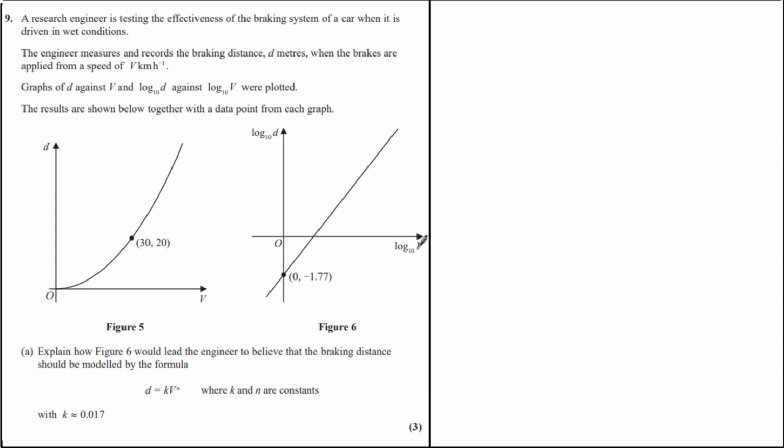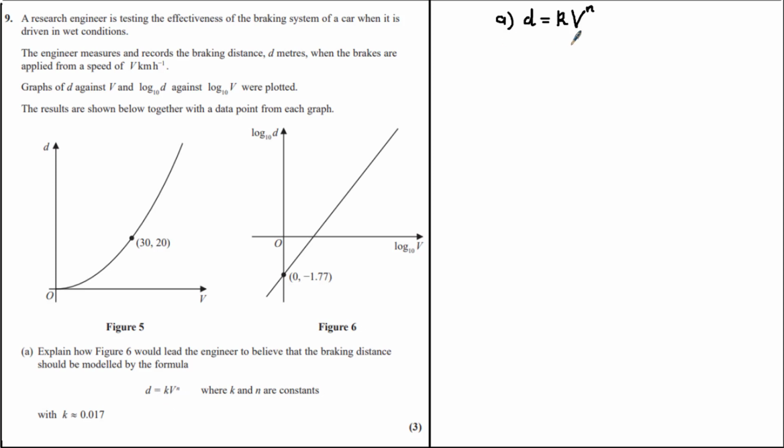So we need to find a way to show how figure 6 would lead the engineer to believe that the braking distance should indeed be modelled by this formula d equals k times v to the power of n. And we need to show that k would be approximately equal to 0.017 using figure 6. Now this is a non-linear equation, and we can often use logarithms to get more information about the variables and constants you can find inside non-linear equations.